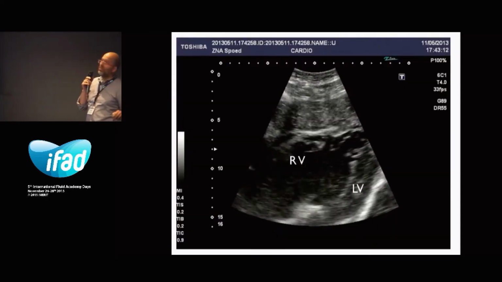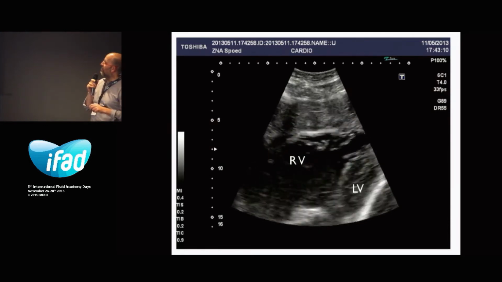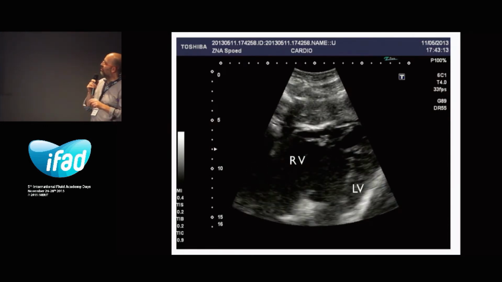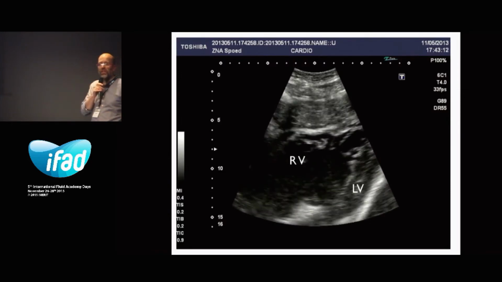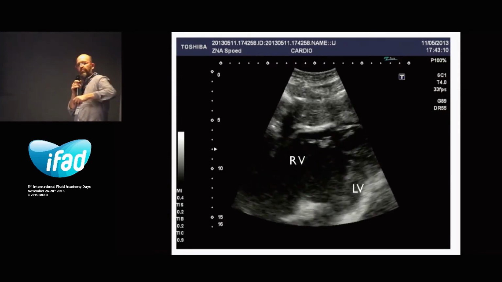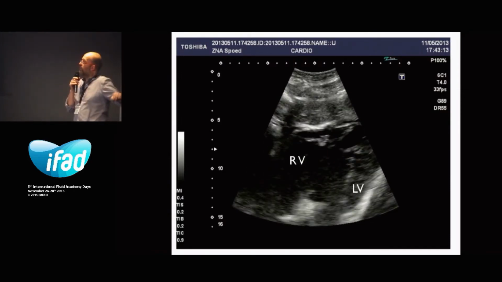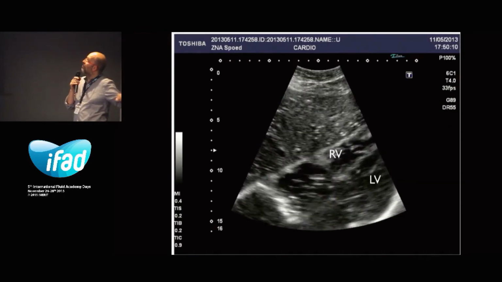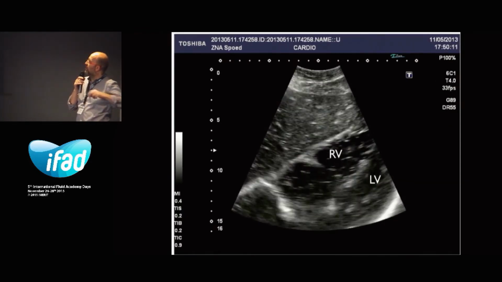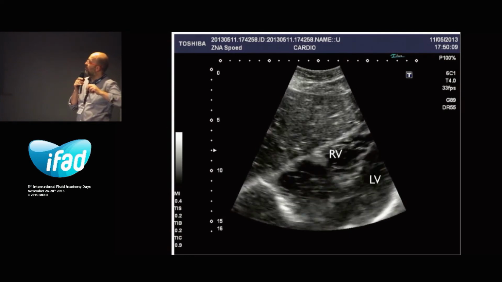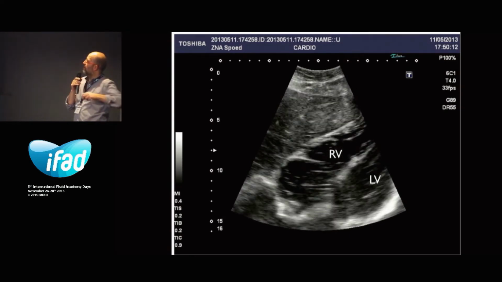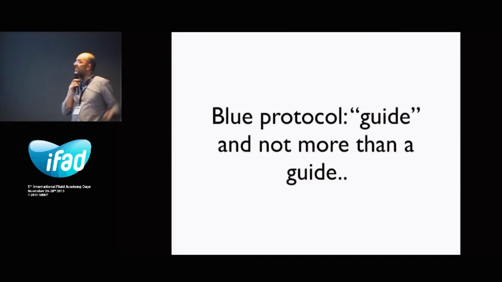And we did the ultrasound in the acute setting. This is the left ventricle, completely empty, completely flattened, and an extremely dilated right ventricle. So you have this confirmation of acute pulmonary embolism, and with treatment, you see that the ventricle gets a little bit better, but she didn't make it.